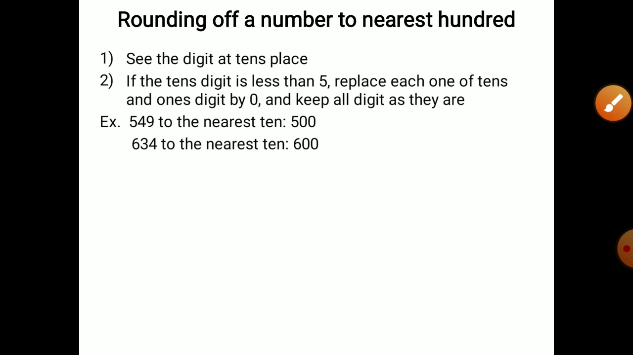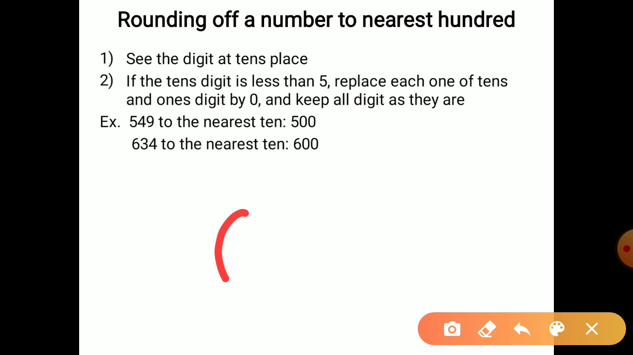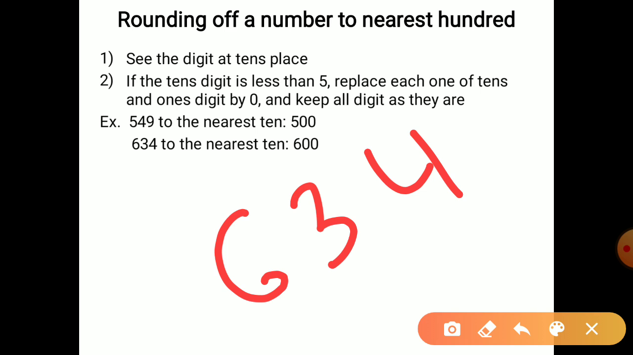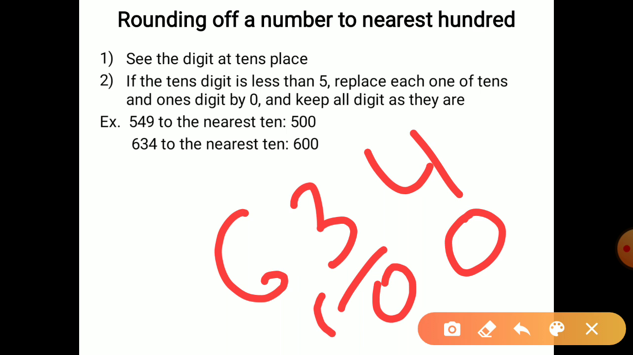Take one more example. 634. We will check the tenth digit, that is 3. It is less than 5. We will make it 0. We will make the next digit 0, and we will copy the next digit as it is, 6. So our answer will be 600.